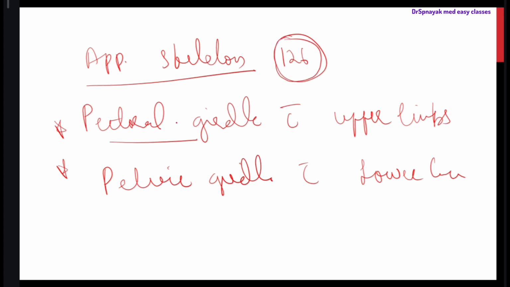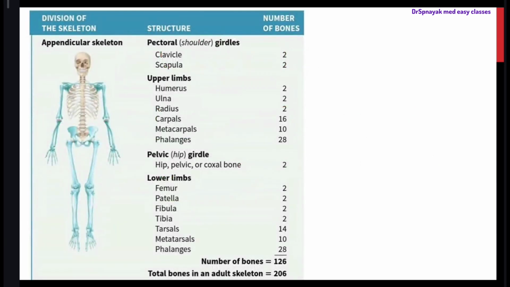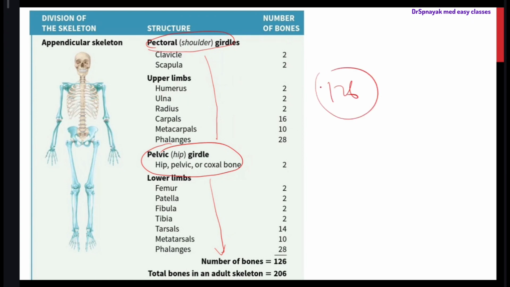So in the appendicular skeleton, we have the pectoral girdle and upper limb bones, and the pelvic girdle and lower limb bones. Now you see, the total number of bones is located here on a single slide. Pay attention, this slide is very important. The appendicular skeletal system contains the pectoral girdle and upper limb bones, and the pelvic girdle and lower limb bones. These total 126. In the pectoral girdle, also called the shoulder girdle, we have 4 bones: the scapula and the clavicle.